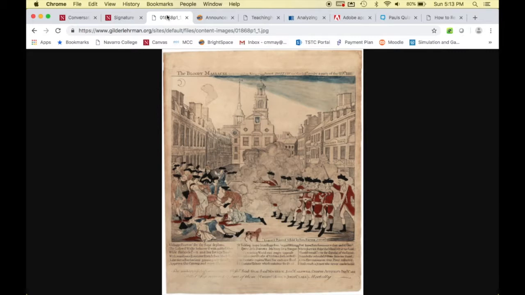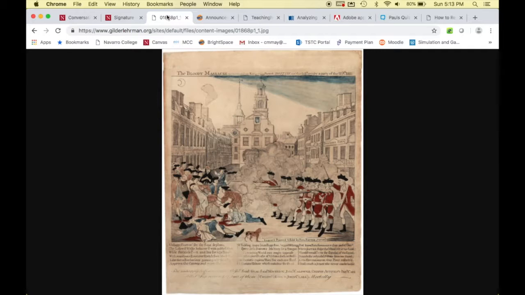A number of Bostonians were loitering outside the customs house, which is where the state house is, which is part of the function the state house served. There was also a group of British soldiers loitering around in the same place.